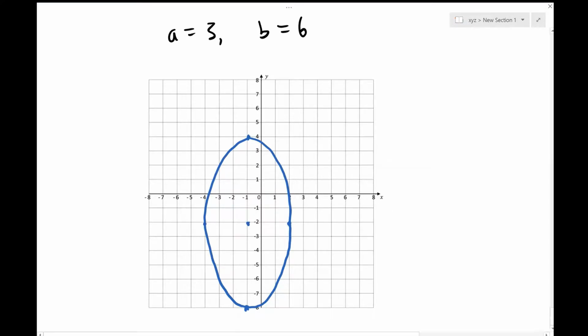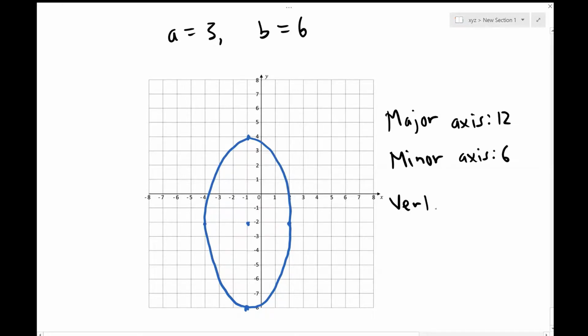Okay, and so again, looking at the features of the graph, we have a major axis with a length of 12 units and a minor axis with a length of 6 units. The vertices, once again, these are the endpoints of the major axis. So hopefully we can see that those would be at the points -1, 4 and -1, -8.